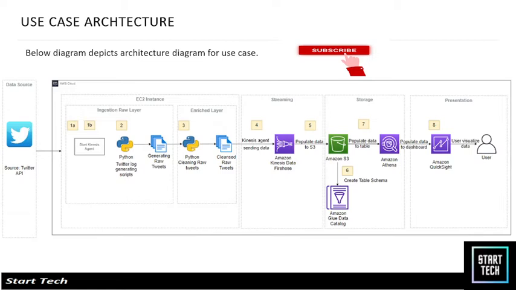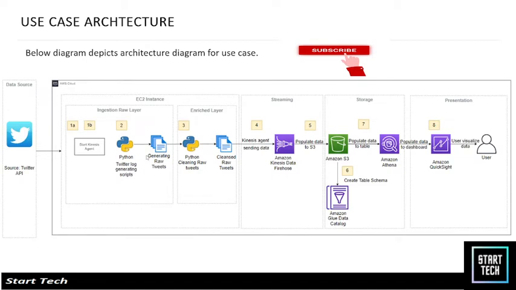The first step is the configuration, and then starting the Kinesis agent is the second step. The third step is running the Python script which will be available in the Git repo, and I will put the link in the description box, so do check it out for the script part of it.